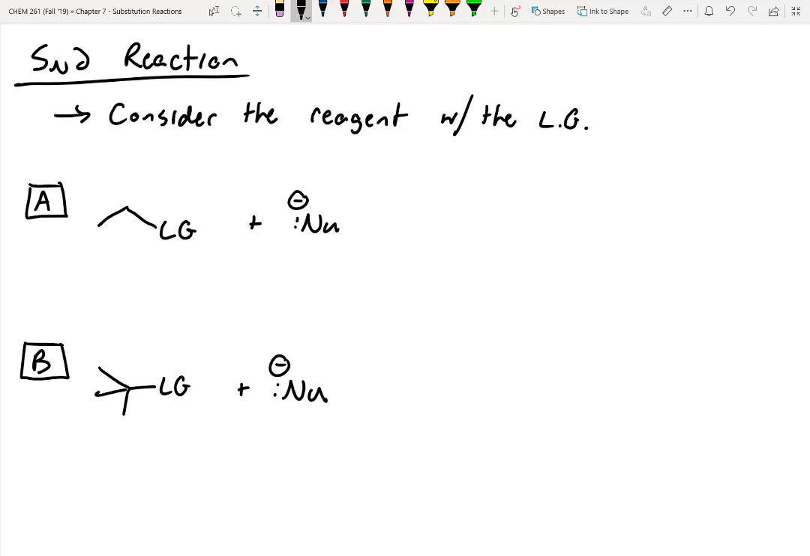Let's consider the arrow pushing for this reaction. What's involved in the arrow pushing? Is it one step, two step? How many arrows do we need? See if you can add in the arrows on your own for an SN2 reaction.